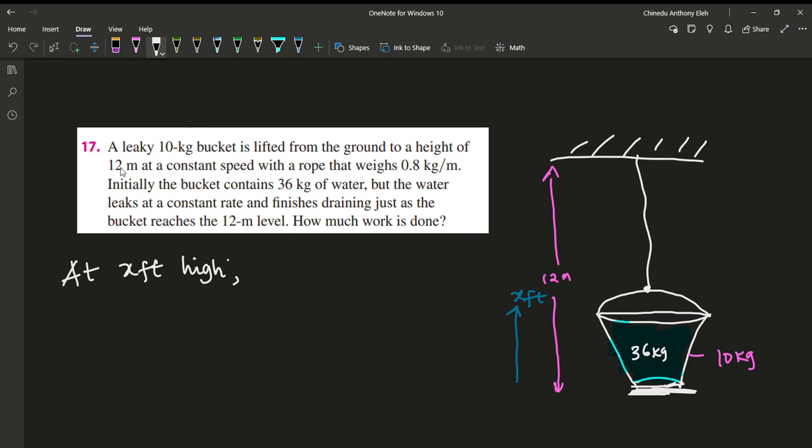we have a bucket lifted from the ground to a height of 12 meters at constant speed, with a rope that weighs 0.8 kg per meter. So at x feet high, the amount of rope that is lifted is the total rope minus x feet, right? So at x feet high, 12 minus x meters of rope is lifted.